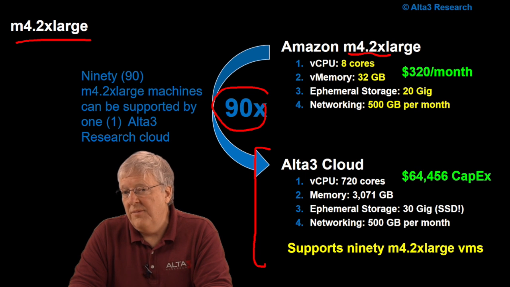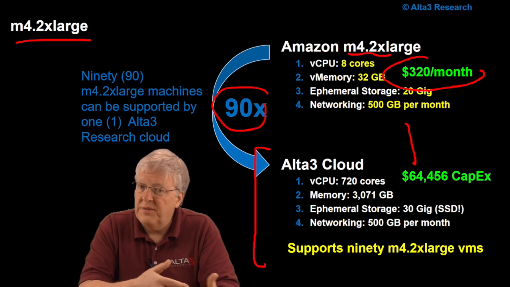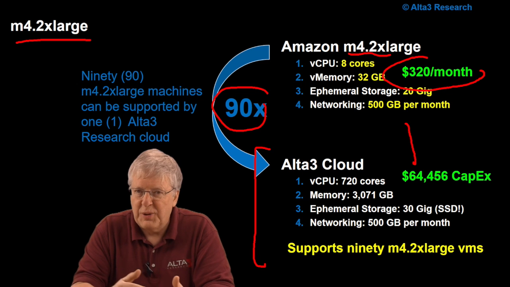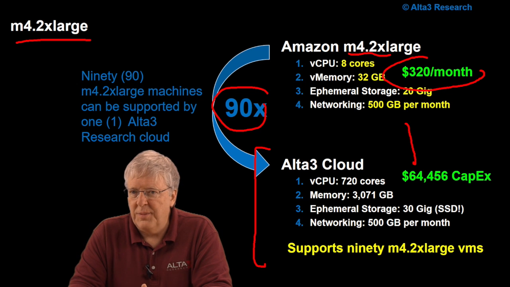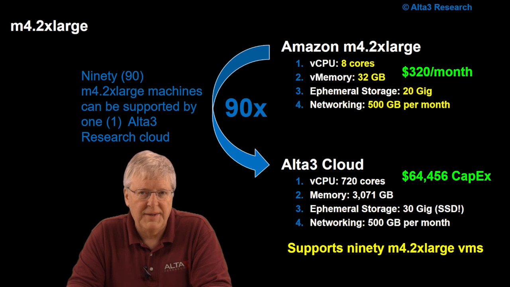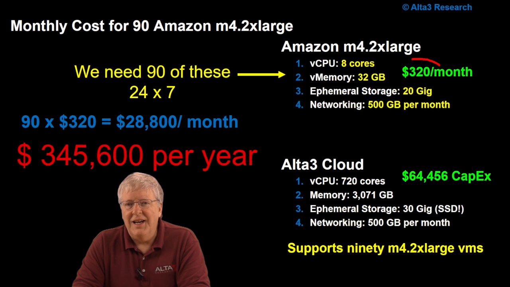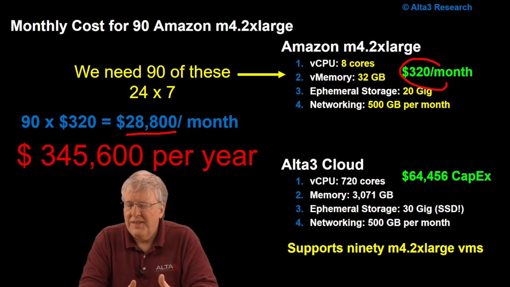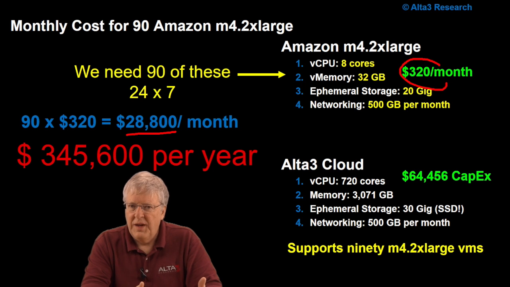Now, if that Amazon M4.2XLarge is $320, and I can purchase the example of our cloud, this Alta3 cloud, for $64,456 in capital expenditure, then I need to compare these two numbers and see if there's a payback. So all I need to do is take 90 times that $320 a month, and I'm going to come up with $28,800 a month. And I've got to tell you, that starts looking a lot like our Amazon bill. And in our experience, as our success grew, the Amazon bill started out really reasonable.